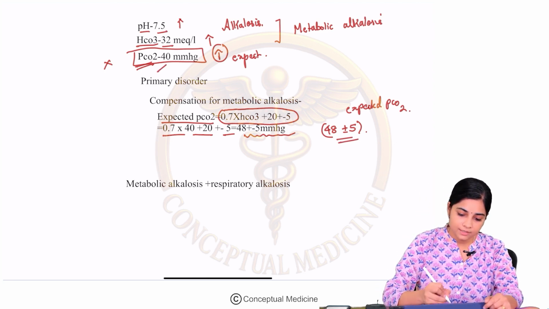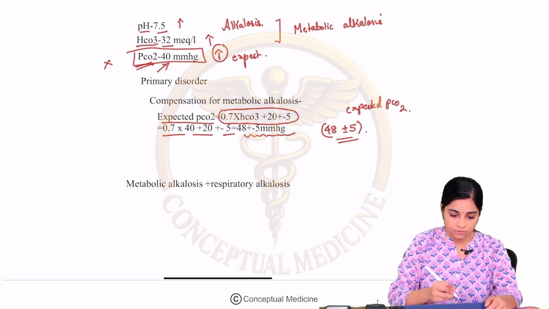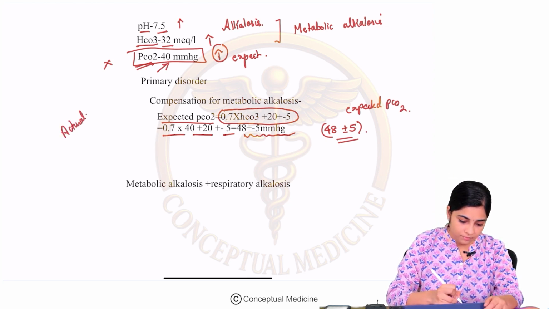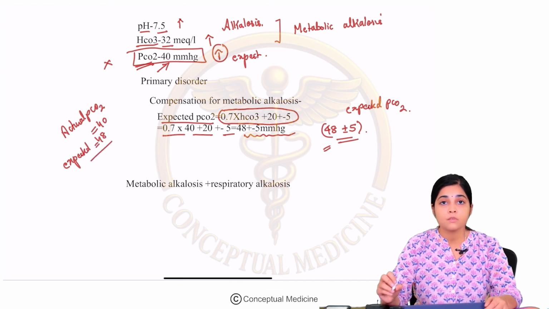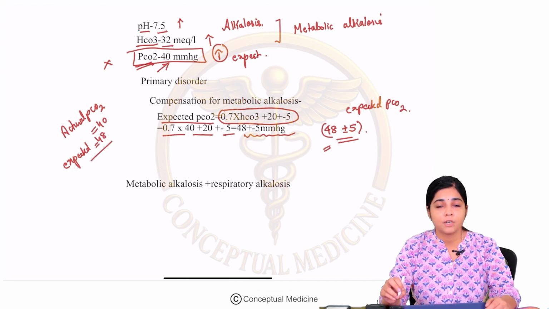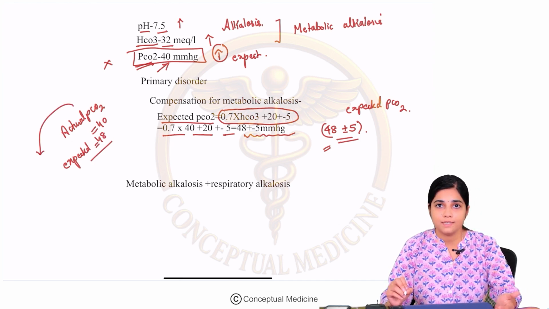But in your ABG analysis, what is given? What is the actual patient's PaCO₂? The actual PaCO₂ is 40. What is the expected PaCO₂? The expected PaCO₂ is 48. That means there is some amount of carbon dioxide washout happening. That's why the PaCO₂ has not risen that much.